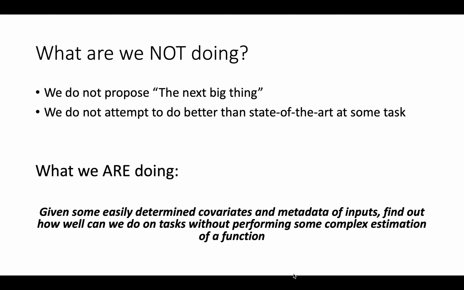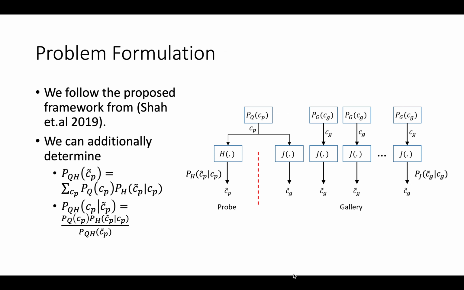Before we get into what we are actually doing, we want to clarify what we are not doing. We do not propose the next best machine learning algorithm, neither do we want to beat the state of the art at some task. What we are doing actually is, given some easily determined covariate features, we want to find out how well we can do on a task without performing some complex estimation of a complex function.